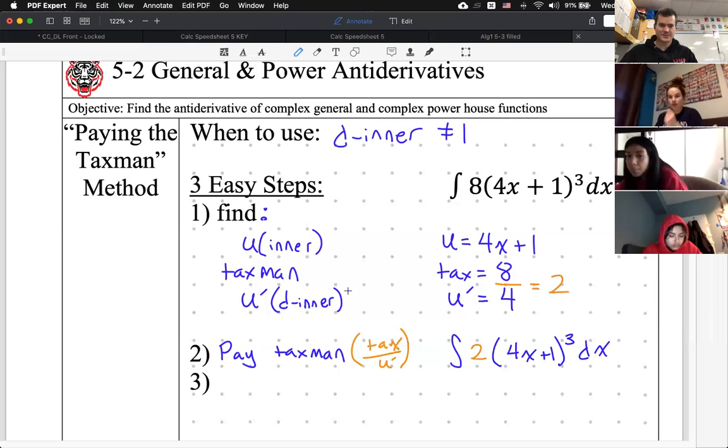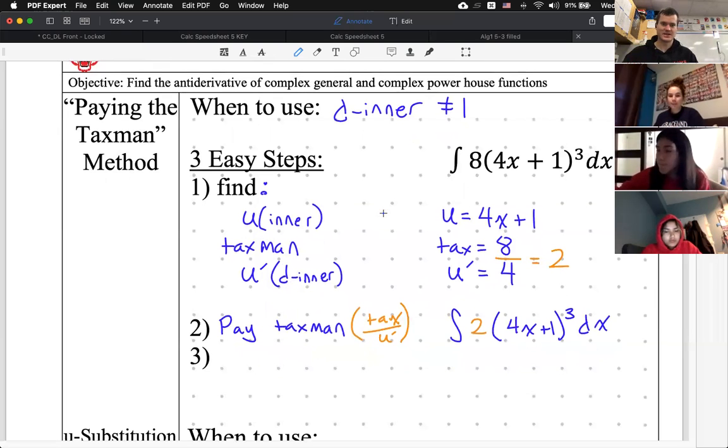And then finally, step number 3, we do the same thing that we did in our last lesson in 5.1. You actually take the antiderivative. So step 3 is antiderivative.